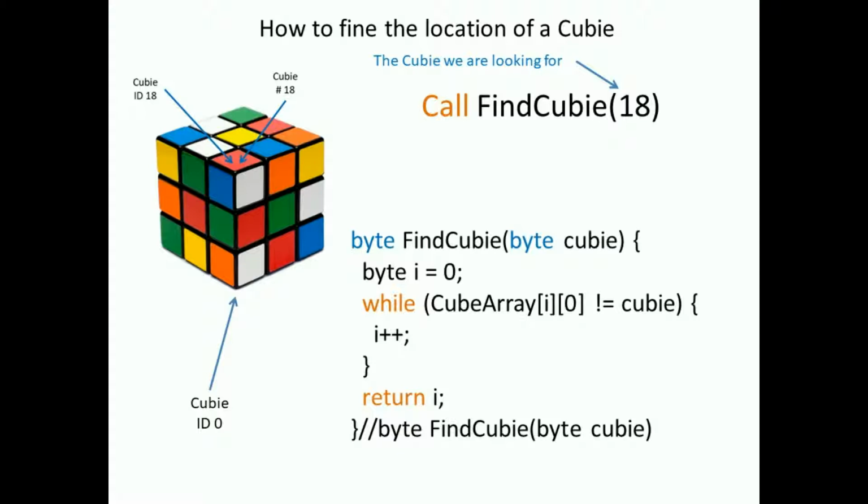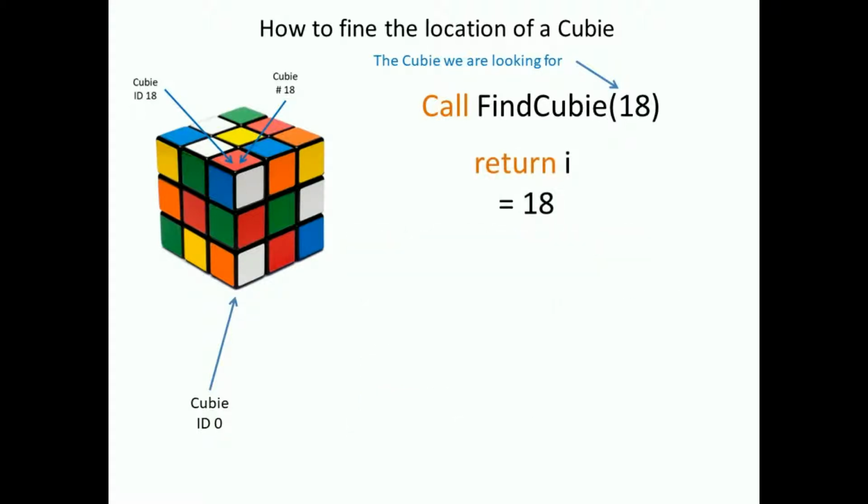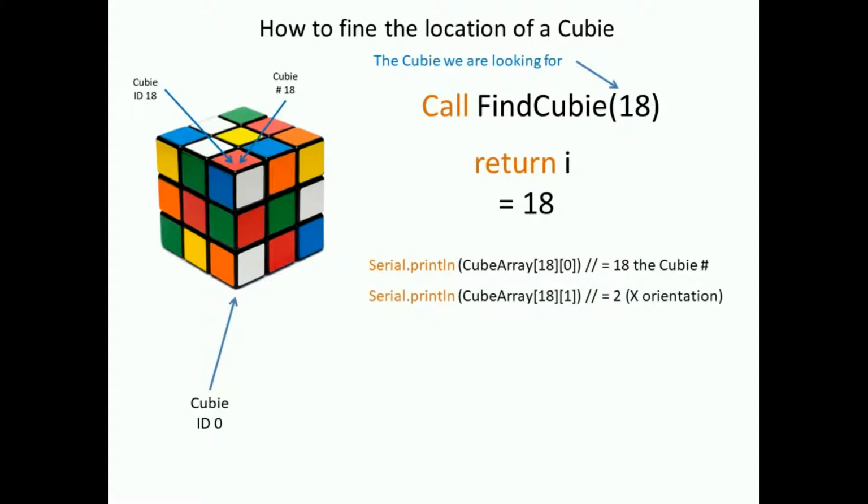So if we were then to print off the cube array 18, we would find out that the 0 value was 18, so we found cubie 18, and we'd find that the X was misorientated, the Y is misorientated, and the Z is misorientated, as it is in the diagram.